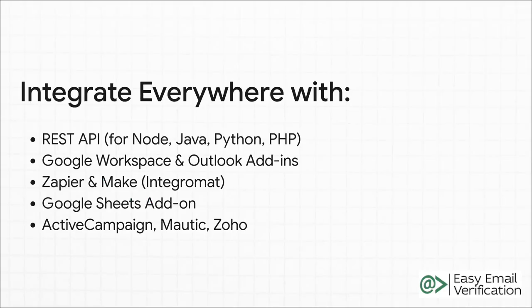And this is where that flexibility really shines. For the developers out there, there's a REST API. But for everyone else, there are direct integrations for tools you already love, like Google Sheets and Zapier. You can even get add-ins for Outlook and Google Workspace, so you can check emails right from your inbox.